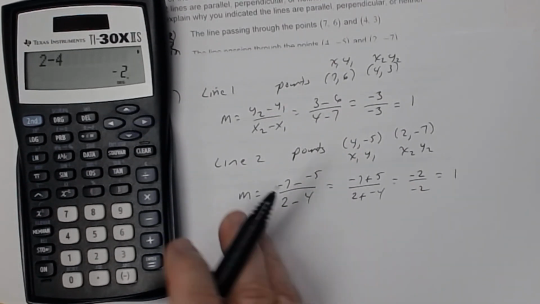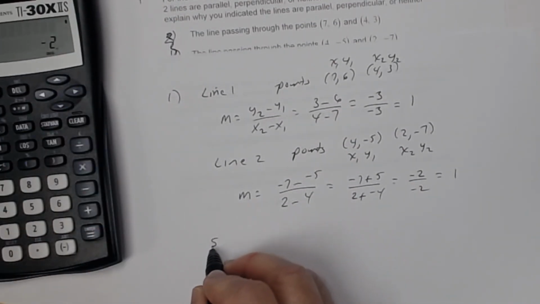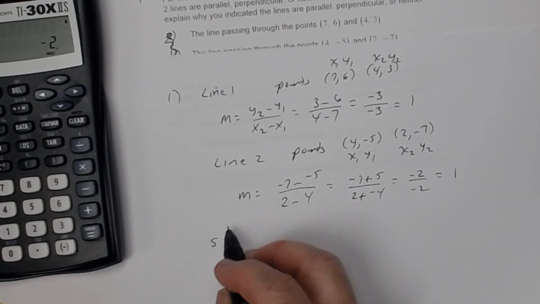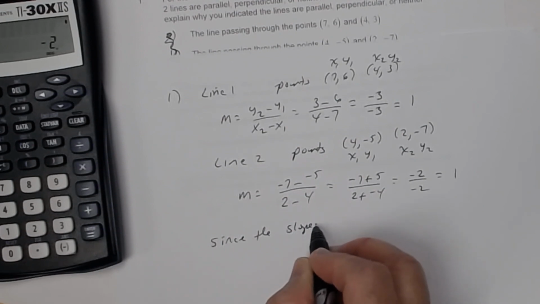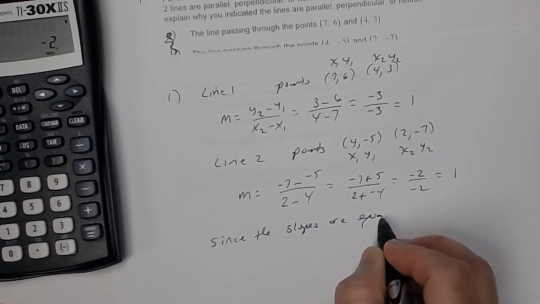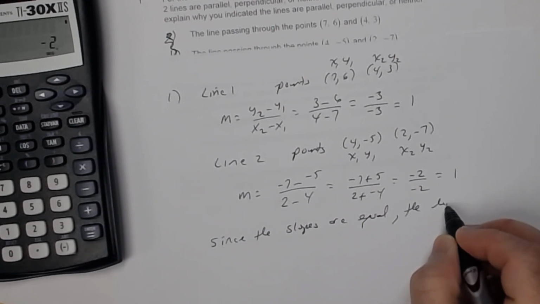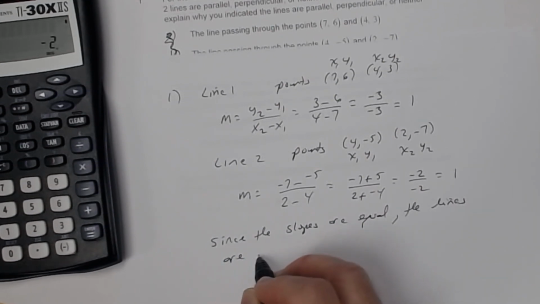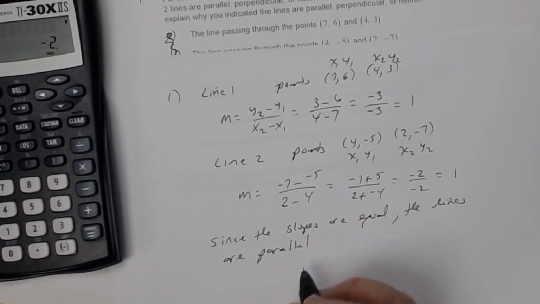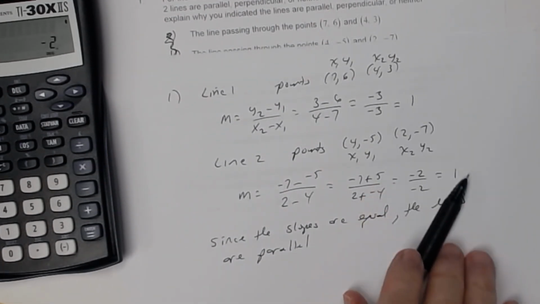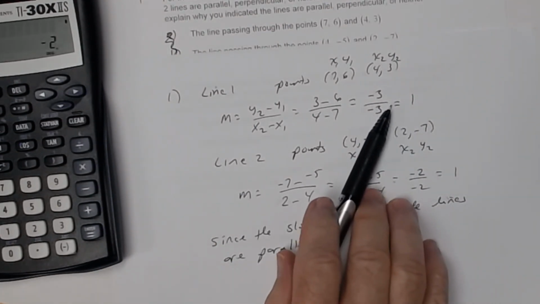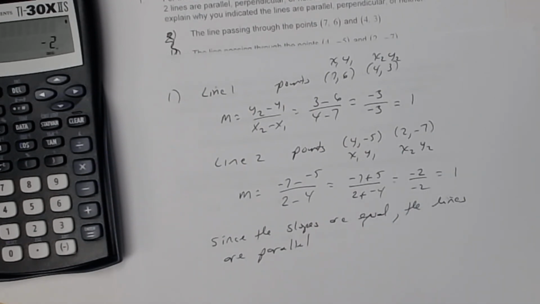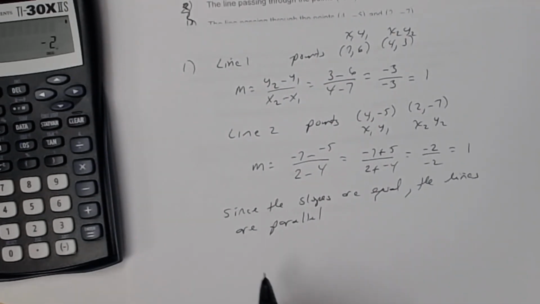All right, so then you're going to say this. You have to show this work right here, and so you have to say, since the slopes are equal, the lines are parallel. You can't just say the lines are parallel. You can't just show me this and say the lines are parallel. You got to tell me why. Why are the lines parallel? The lines are parallel because the slope here is 1, the slope here is 1, and they're equal. Okay? All right, so that was number 1.